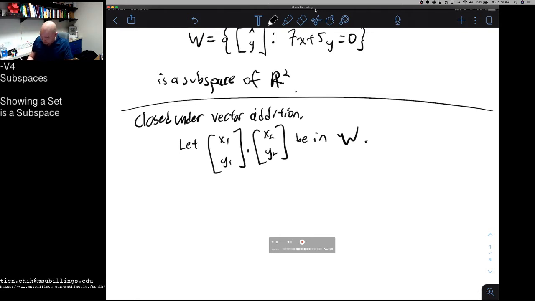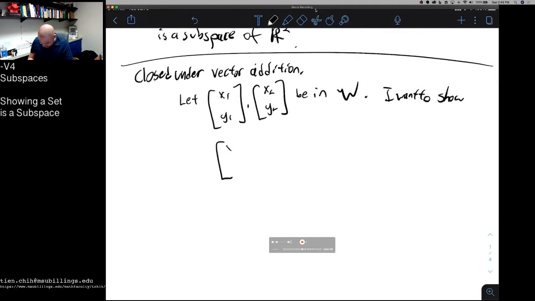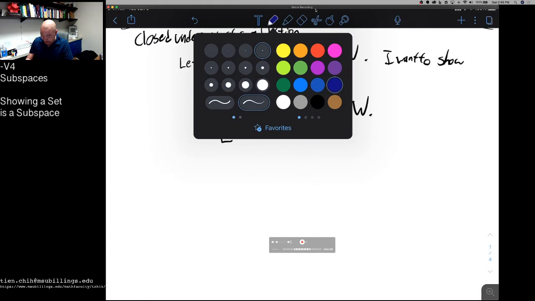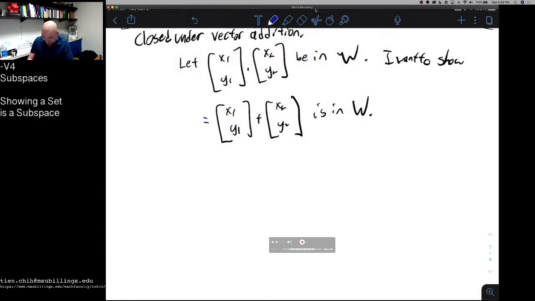We want to show it for all of the (x1, y1)s and (x2, y2)s that live in W. And so what I want to show is that (x1, y1) plus (x2, y2) also lives in W. Alright? And something that's worth noting parenthetically is that (x1, y1) plus (x2, y2) is (x1 plus x2, y1 plus y2), right? And that might come in handy down the line.